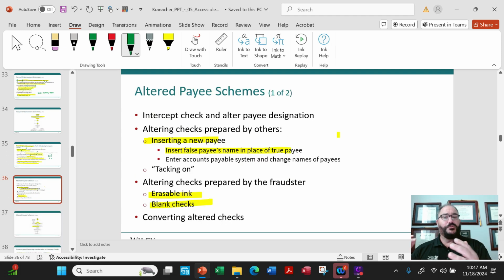Another one, what about altering payments? So they intercept a check and they alter who gets paid, using a false name. Could be erasable ink, could be blank checks. Again, erasable ink, I haven't really seen that much of that, but there are some ways to do this. I haven't seen the blank checks; erasable checks I haven't seen a lot of.